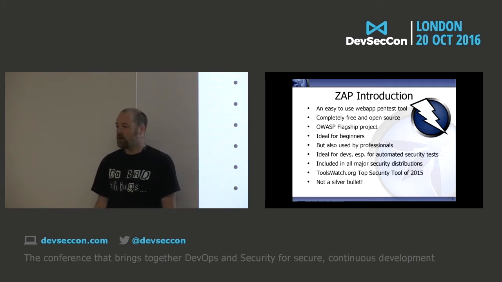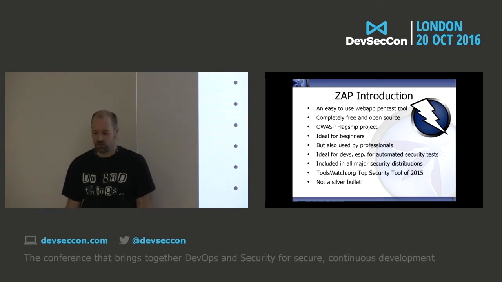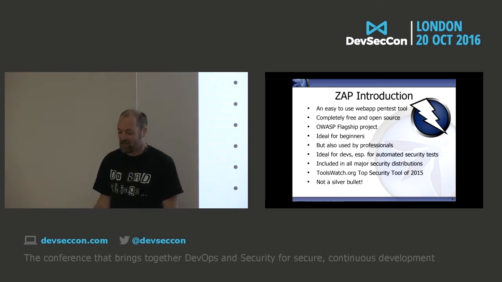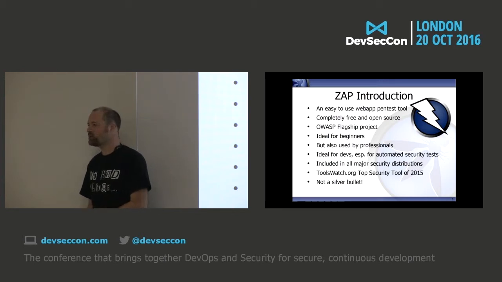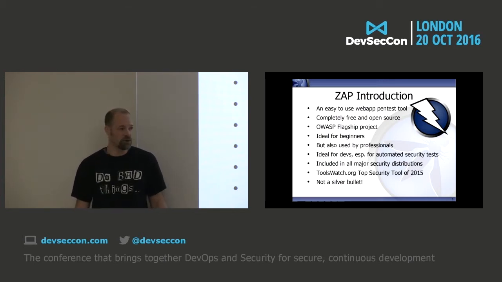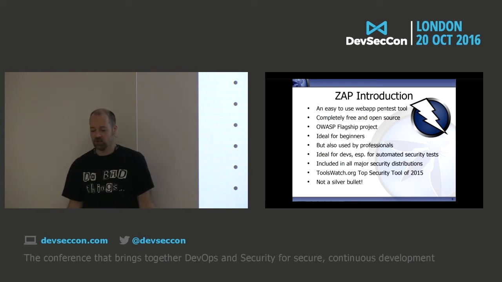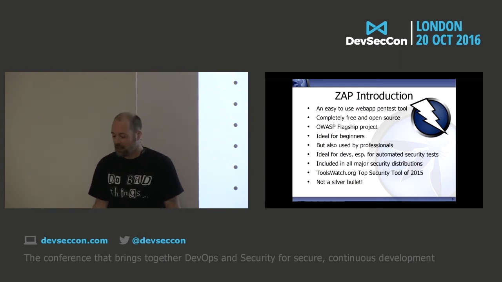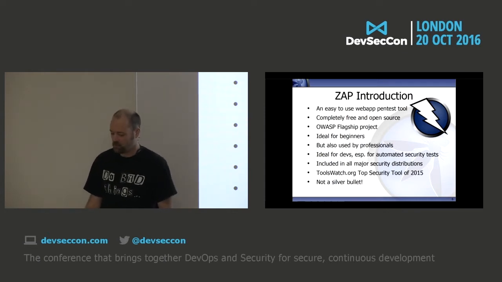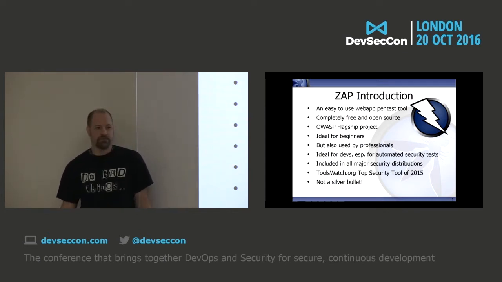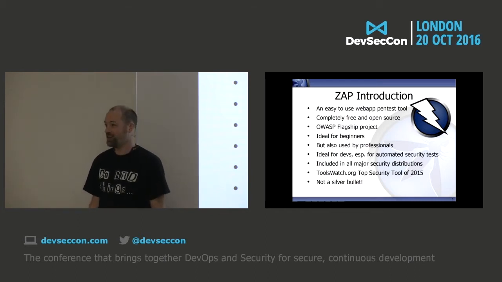But ZAP is also used by professional pen testers a lot as well. So we're trying to cover the whole spectrum, which makes it interesting. And it is ideal for developers, especially for automated security testing. That's one of my focuses when I started work on ZAP, and one of my real focuses at Mozilla. It is included in all the major security distributions like Kali, and there's a site called toolswatch.org which tracks security tools, and we've been voted the top open source free security tool for the past few years. But there are no silver bullets in this industry, and ZAP isn't one of them.